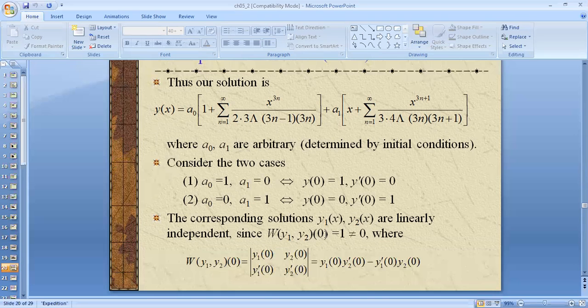Now the corresponding solutions y1, y2 are linearly independent since the Wronskian of y1 and y2 at 0 equals 1. In the previous lecture we studied the Wronskian. The first row will be the functions y1(0), y2(0), and the second row will be their first derivatives, and we just take the determinant by cross multiplication.